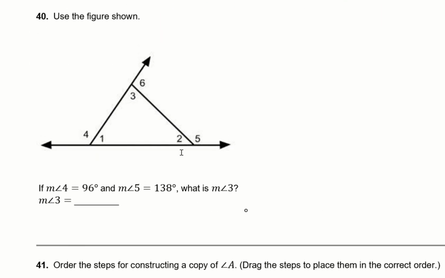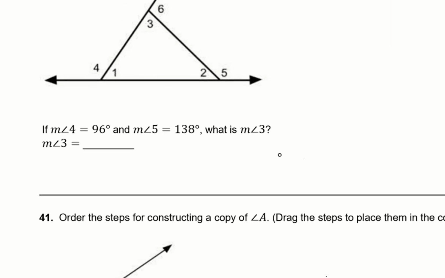Use the figure shown to find the angle 3 in this case. So angle 4 is 96 degrees. Angle 5 is 138. What is the measure of angle 3? Well, if we know that this is 96, then that means this red angle has to be 180 minus 96. And that's because this red and purple angle have to add up to 180 because it's a linear pair, it's supplementary. So that red one is 180 minus 96, which is 84 degrees.